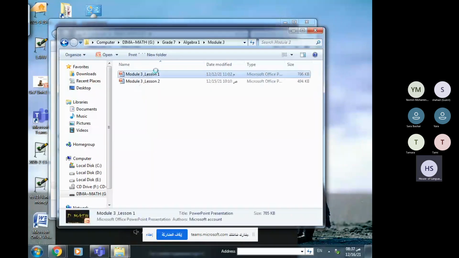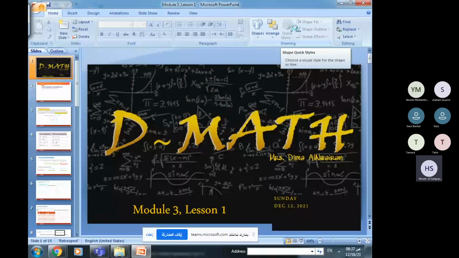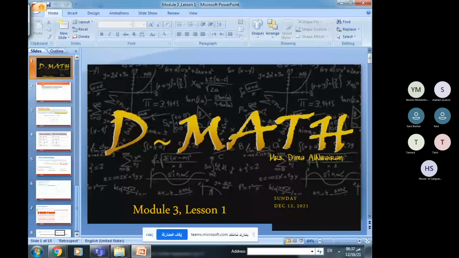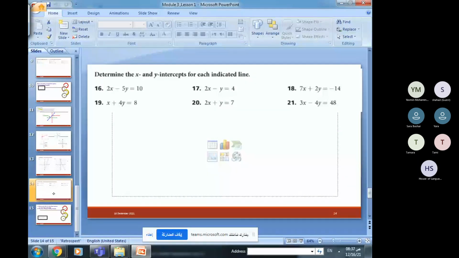Now, before we start this lesson, let's solve one of the examples here. No, not this one. This one here.